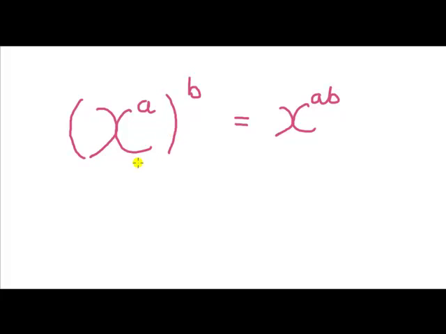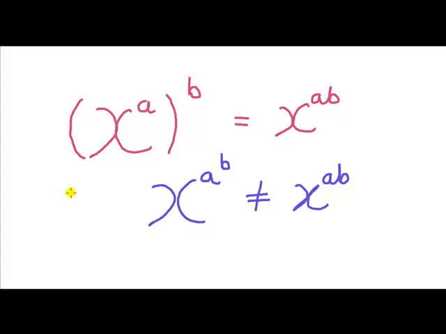Now, before I continue, I just want to point out something which some of you may get confused about. This notation is different to this notation, and this is not equal to x to the ab. Recall what the brackets mean. Brackets mean that we do everything in the brackets first. So this is saying take that number x, take it to the power of a, and then take that answer to the power of b. Whereas this one is saying, because it doesn't have any brackets, take a to the power of b, and then take x to the power of that answer.